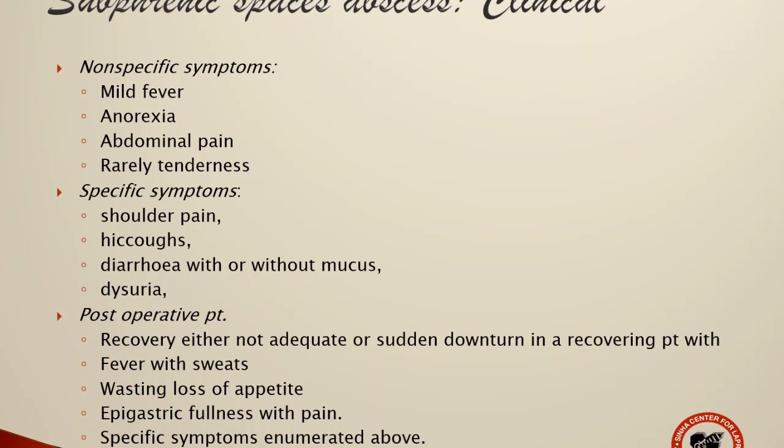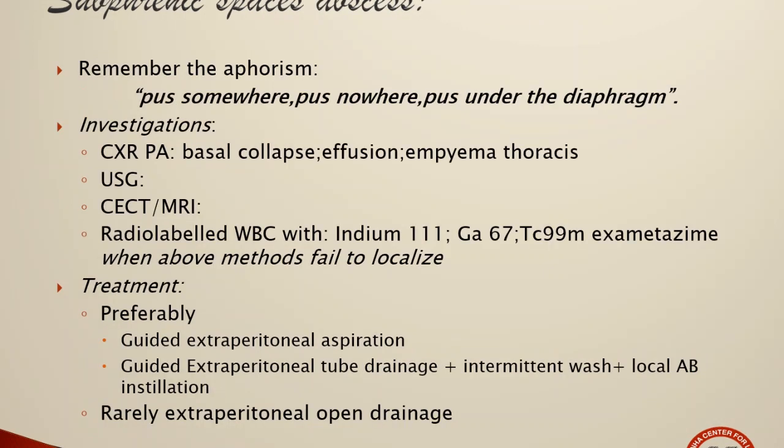Like for example, a patient was recovering but now suddenly starts developing hiccups or shoulder pain, then you start suspecting that this patient will be having a subphrenic abscess. And you should remember the most important aphorism: pus somewhere, pus nowhere, pus would be found under the diaphragm. So if you're suspecting pus in the abdominal cavity and you're not able to localize it, look for pus under the diaphragm. Investigations for subphrenic abscess are important, and a plain skiagram would be showing a basal collapse of the lung.